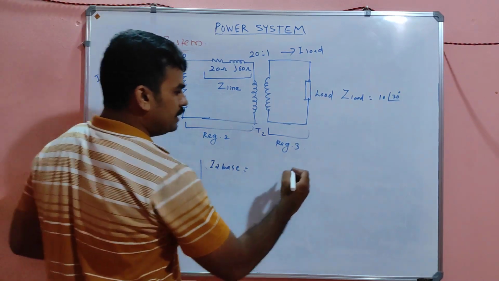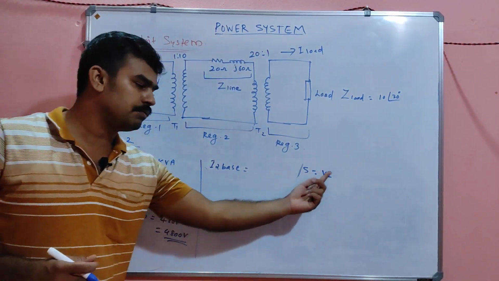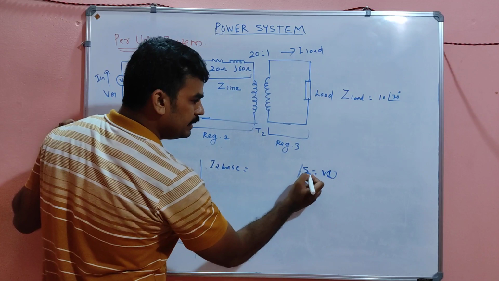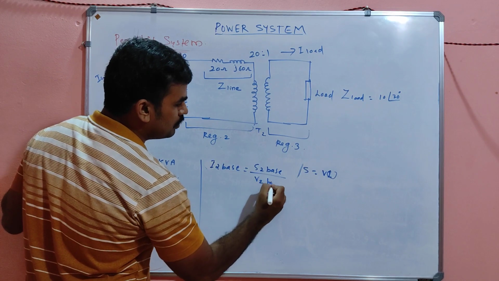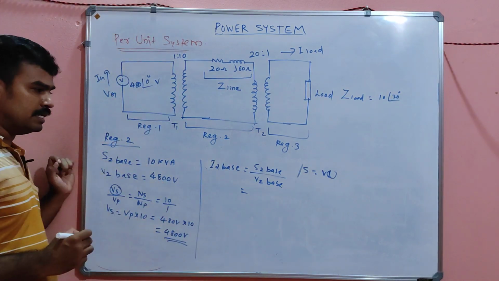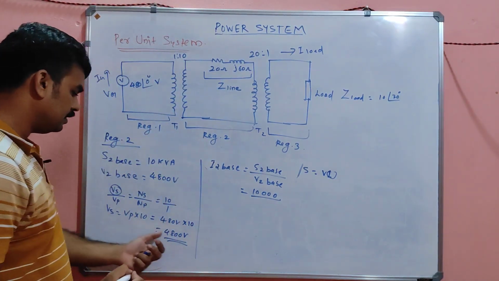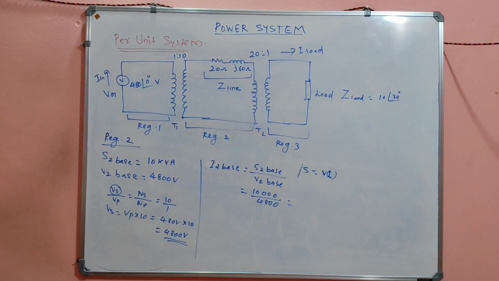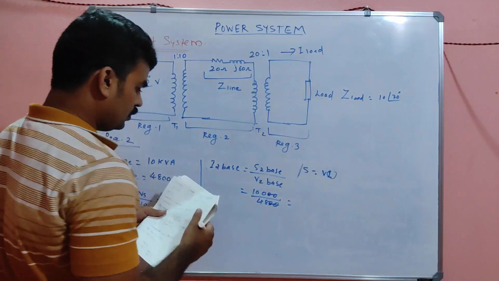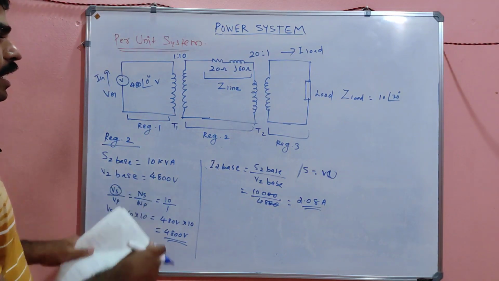See, my dear, a basic equation, power S will be equal to V into I, correct? So I will be nothing but S by V. So you have S2 base divided by V2 base, simple. So you can go for this I2 base. I2 base will be equal to 10 kVA divided by V2 base, which is nothing but 4800. If you solve this, you will get I2 base as 2.08 ampere.